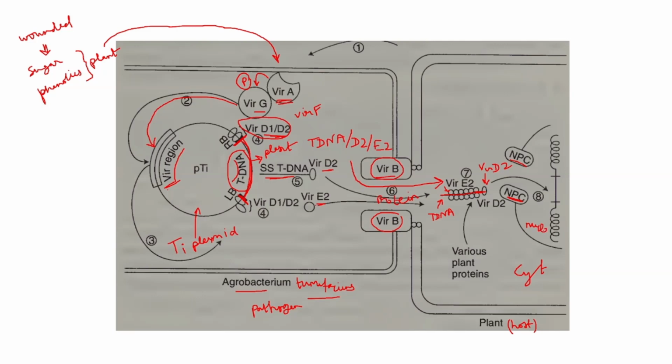Now what happens after it enters the nucleus? The T-DNA is integrated inside the genome of the host plant through a mechanism called recombination. There are many sorts of recombination you can study in molecular biology, such as non-homologous recombination and homologous recombination. By this recombination mechanism, the T-DNA gets integrated into the plant genome.